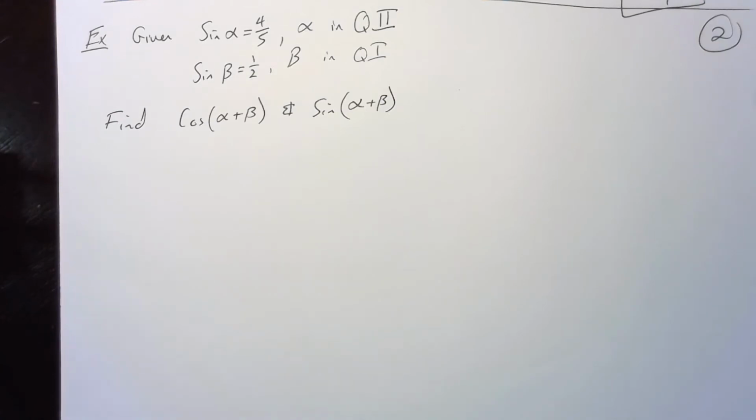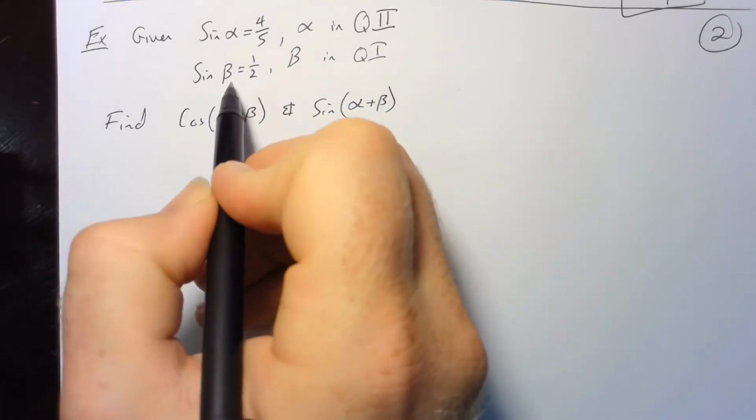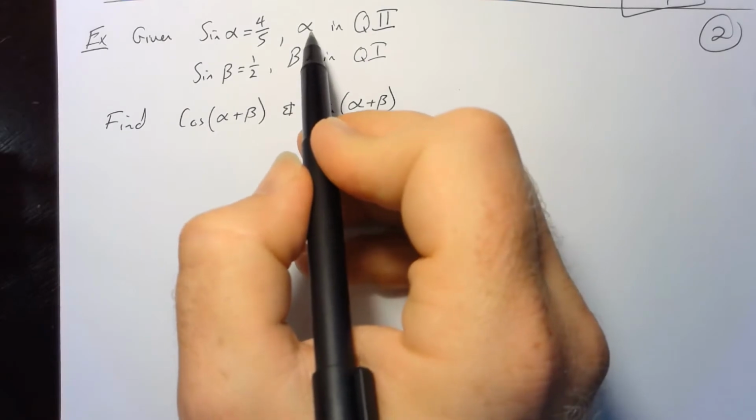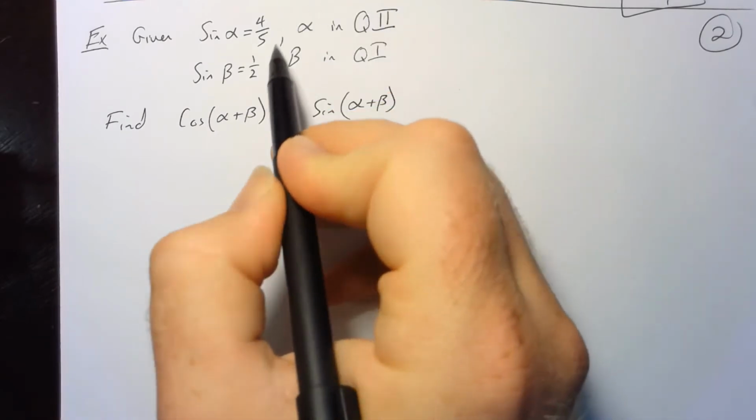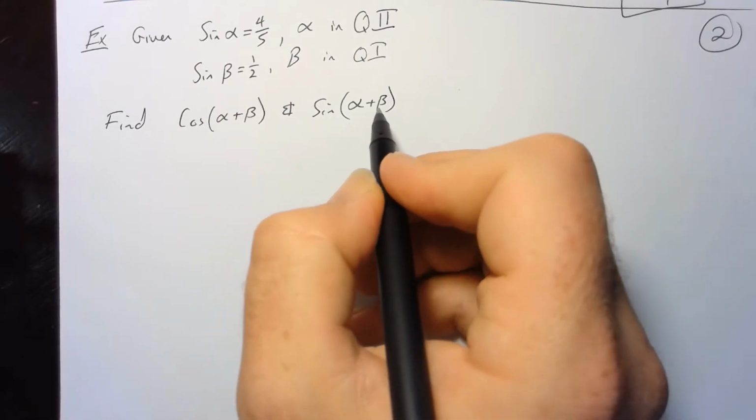In this video, we're going to look at a different application of evaluating expressions using the sum and difference identities. This one provides you a different setup. It provides you with what sine of alpha is and what sine of beta is. And the expectation is that based on which quadrant we're working in, we need to be able to find cosine of alpha plus beta and the sine of alpha plus beta.